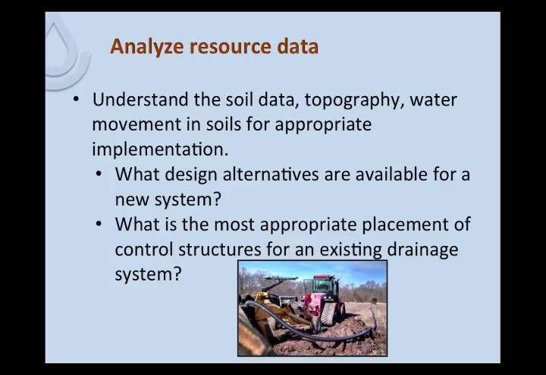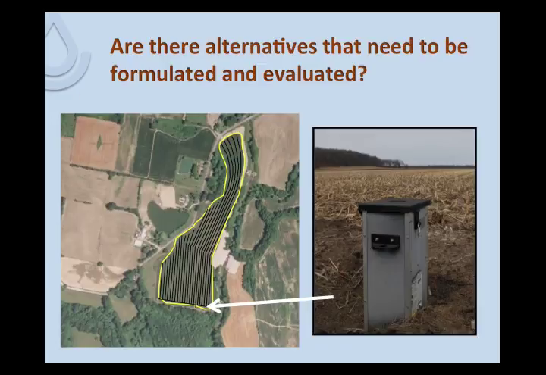Analyzing and understanding available resource data is important in the planning of a drainage water management system. A clear understanding of the soil data, how topography and water movement occur in the soils is important for appropriate implementation of drainage water management. Other items that need to be considered include what design alternatives are available for a new system. Also, what is the most appropriate placement of control structures for an existing drainage system, especially if it's a retrofit system? Are there alternatives that need to be formulated and evaluated?